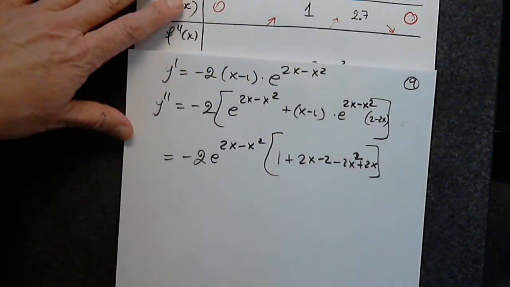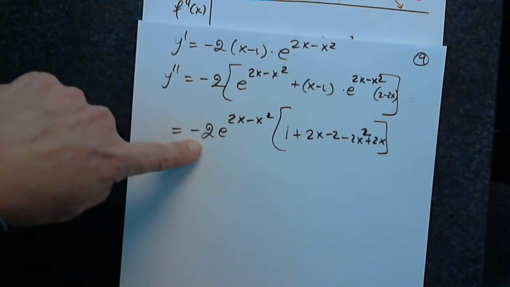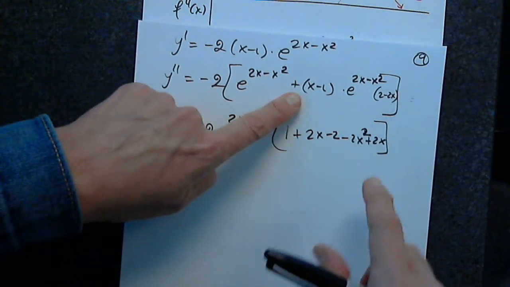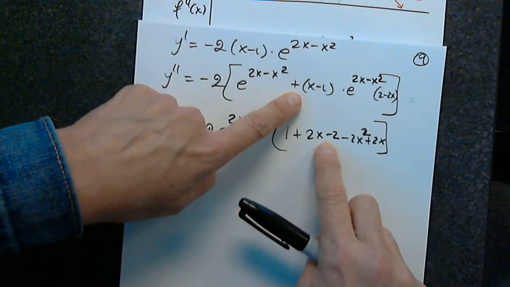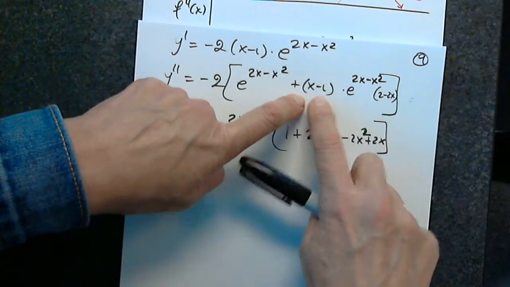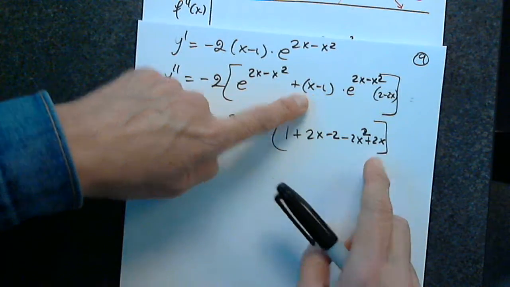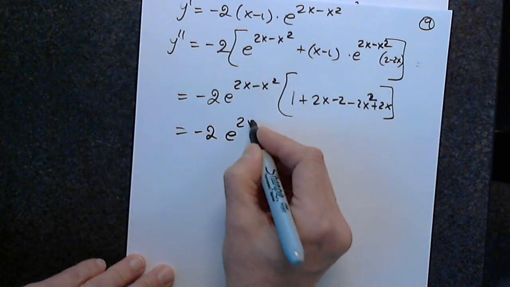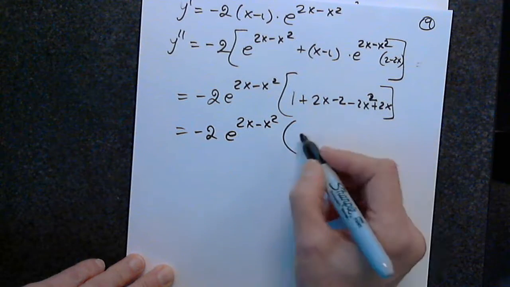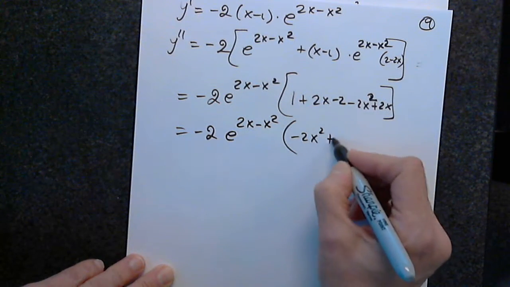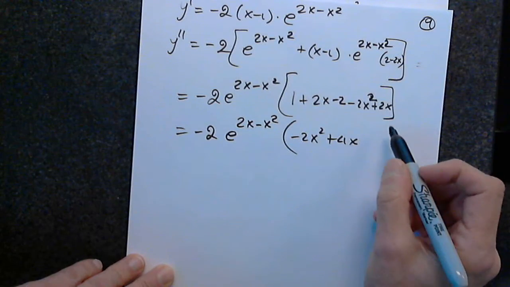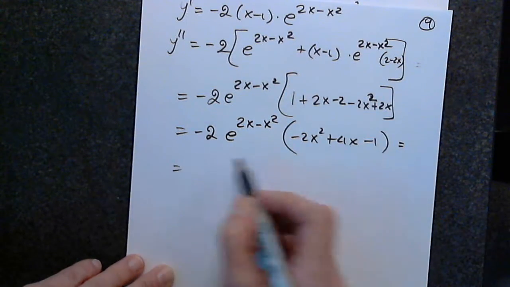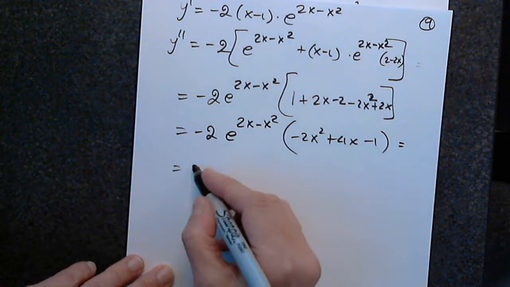Okay. So then I factor out e to 2x minus x squared, and I have 1. And I distribute 2 to x minus 1, I get these 2. And negative 2x to these 2, and I get negative 2x squared plus 2x. So now I have negative 2 e to 2x minus x squared. And let's see what we have. Negative 2x squared plus 4x and minus 1. I will factor out negative 1. That will take care of this negative 1.